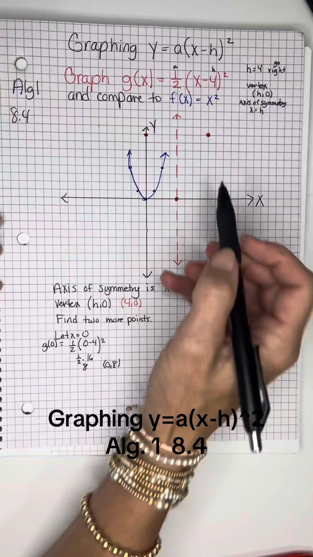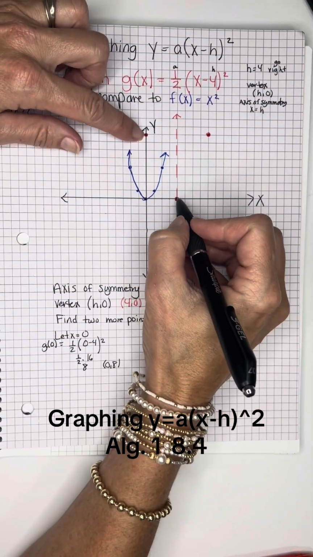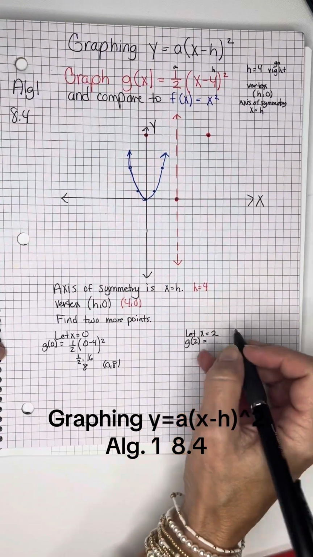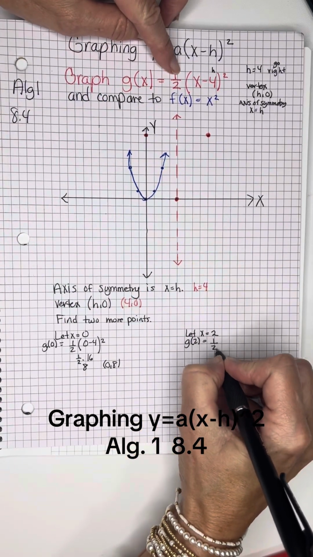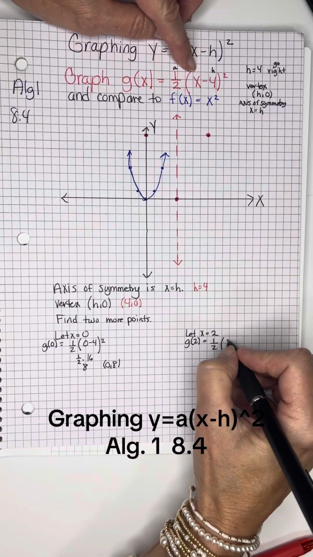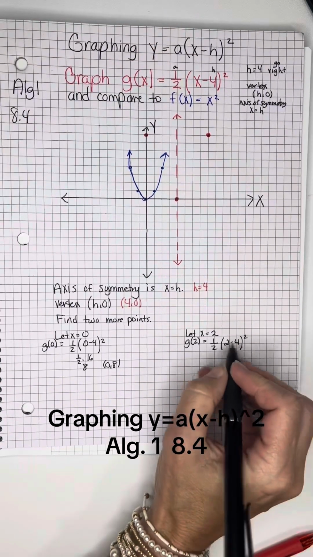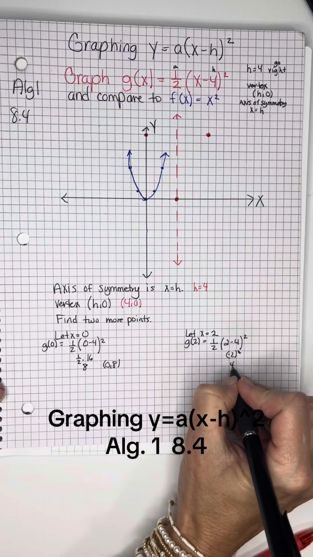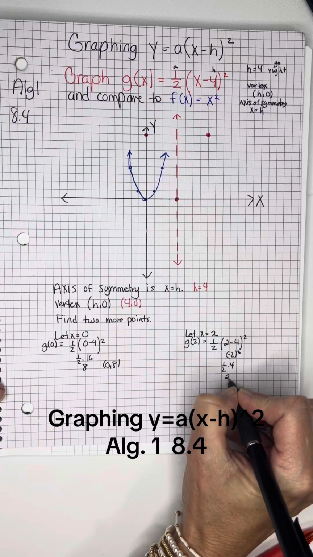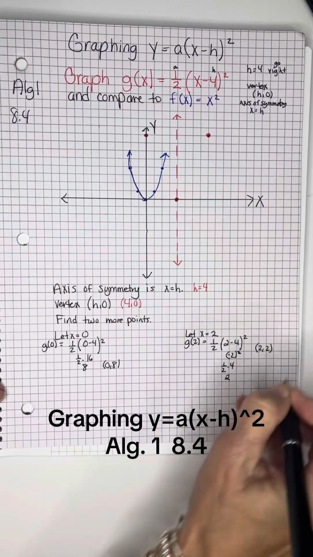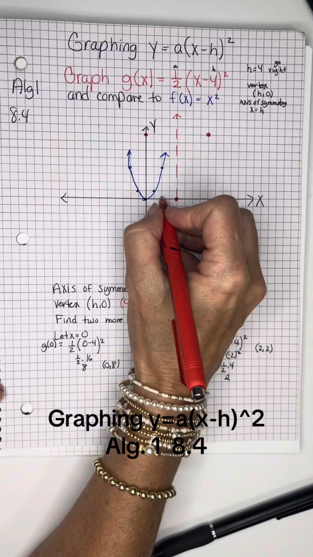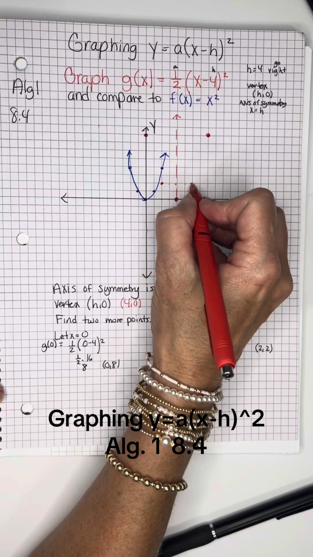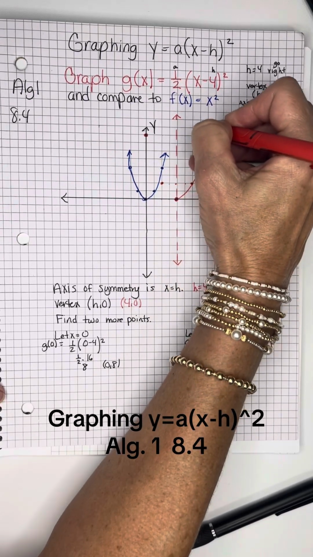Okay, let's try another number. Between 0 and this 4 right here, let's go with the 2 and try it. So let's find out what g of 2 would be. The formula is 1/2 times 2 minus 4 squared. Well, 2 minus 4 is negative 2, squared is a positive 4, so I have half of 4, which is 2. So this ordered pair here will be 2, 2. So let's go find 2, 2. That's 1, 2, 1, 2. And if it's 2 away from the axis of symmetry, there will be a point 2 away from the axis of symmetry on this side too.